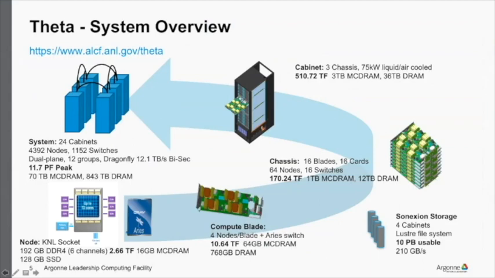All together is how you arrive at the 4,392 KNL nodes, 1,152 Aries switches, 12 groups. If you're interested in properties of the network, the Dragonfly topology, there are 12 groups on the machine, and a total bisection bandwidth of 12.1 terabytes per second. And so again, a lot of memory, a lot of solid state drive on the machine. This really does offer, to repeat myself, some unique capabilities in the data and learning space, as well as simulation.